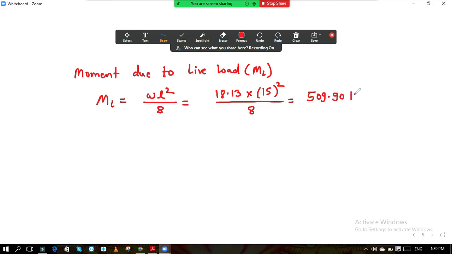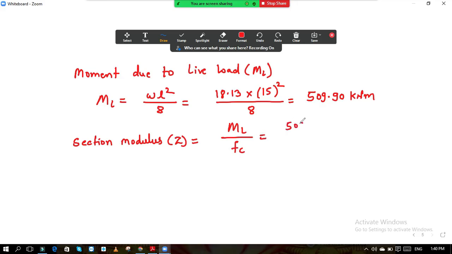509.90 kilonewton meter. This is the moment due to live load. And what is our step number 2? Find the section modulus. So section modulus Z is equal to, what is the formula for section modulus? It is ML divided by x.